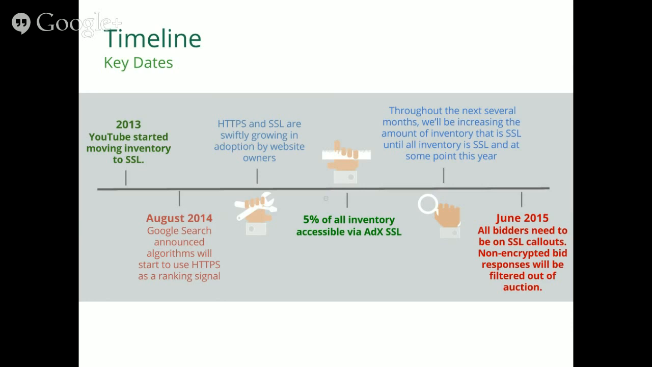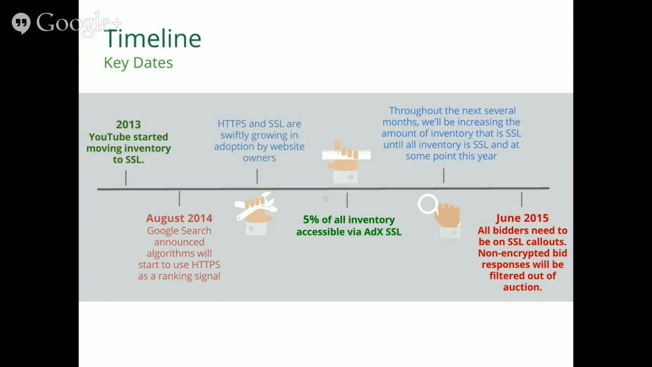And then in November of last year, we announced that we were rolling 5% of our inventory accessible through Ad Exchange over to SSL, and we'll continue that process until 100% of our inventory is SSL, which will happen at some point within this year. Once we have finalized timing, you'll hear more about those specific milestones from your AdX rep.